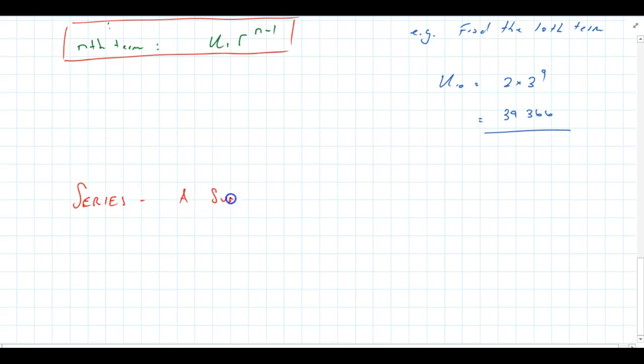A sum of a sequence. So a sequence is just, as it suggests there, just a string of numbers. So this is a sequence, 2, 4, 6, 8. A series is 2 plus 4 plus 6 plus 8. That's the difference. Okay.